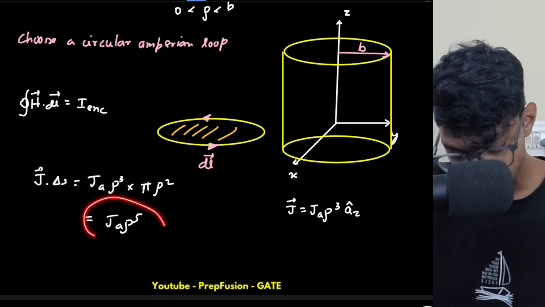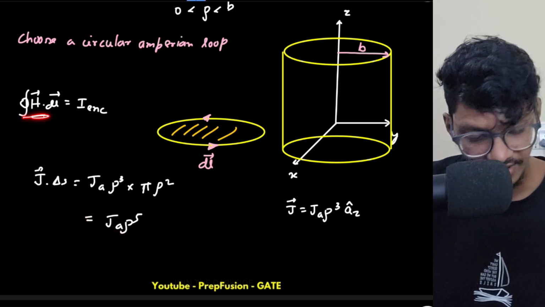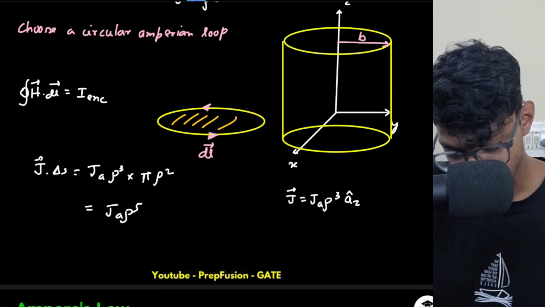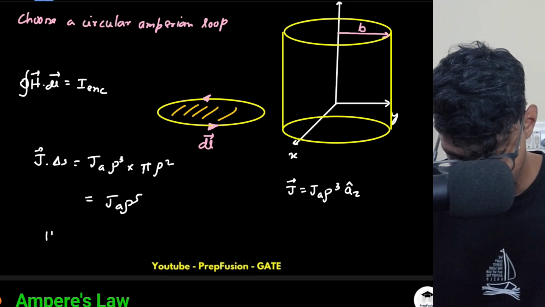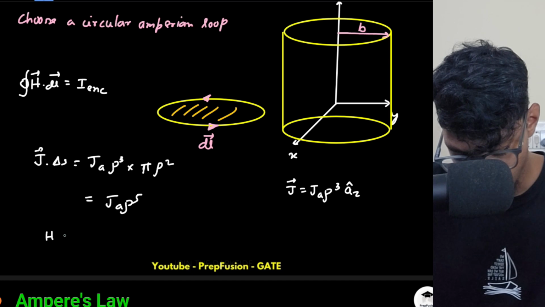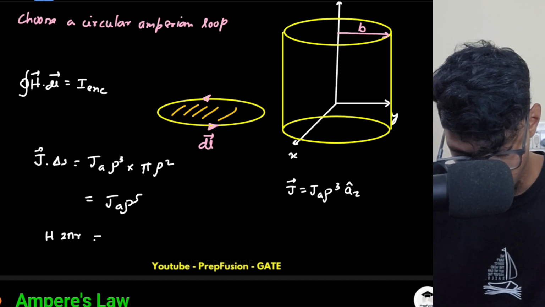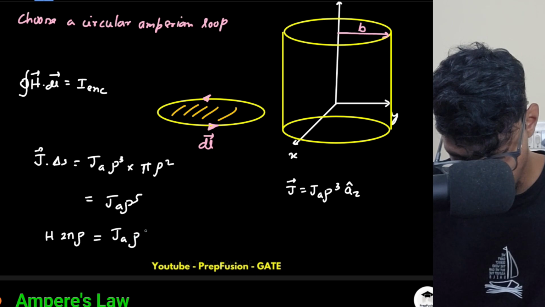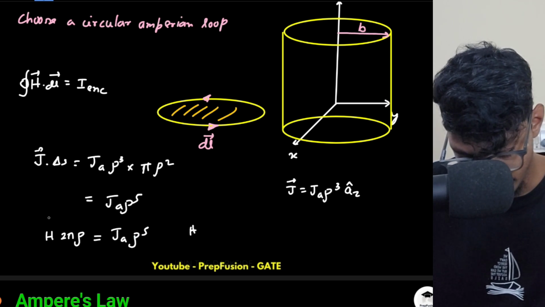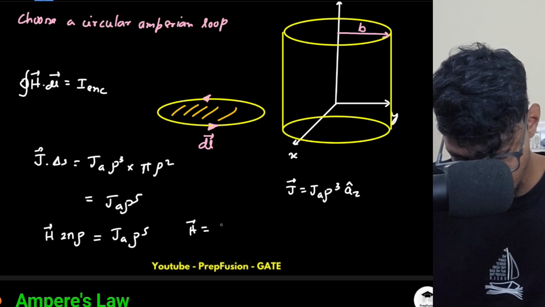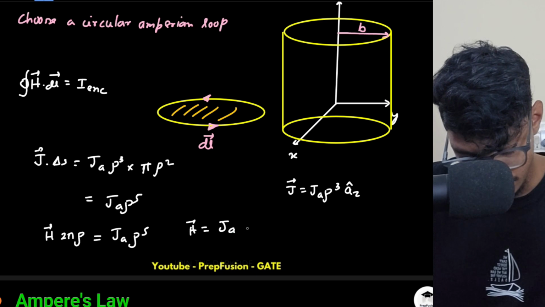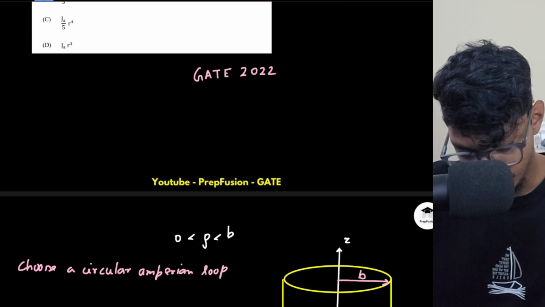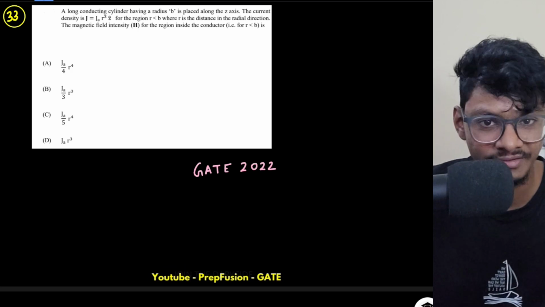And then what will you do? Then you can simply divide by this H dot dl. H will be constant here, right? So I can take H outside, it will be H into 2 pi rho equals J a rho raised to power 5 times pi rho squared, so your H comes out to be J a rho raised to power 4 divided by 2 pi. And when you try to look at the options, you will see none of the options are matching.